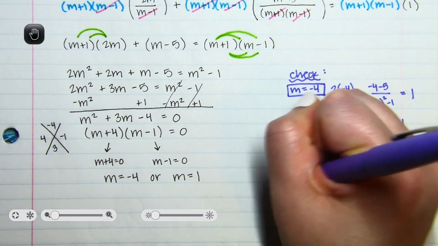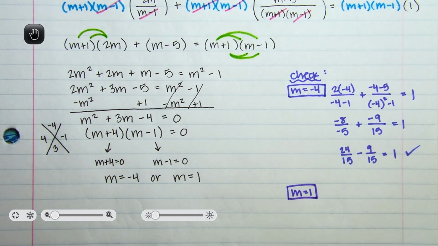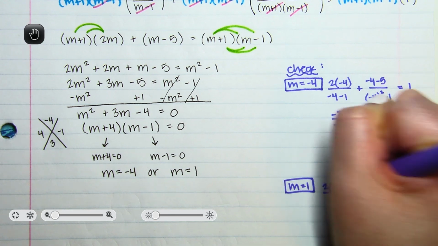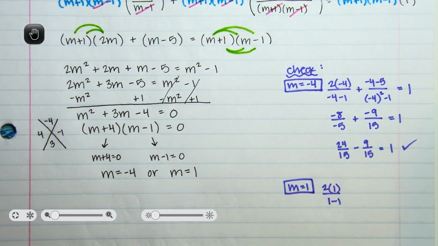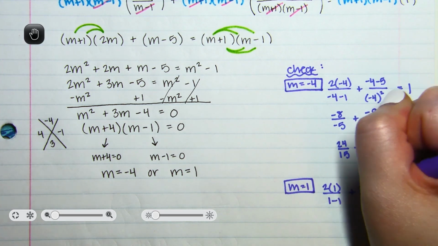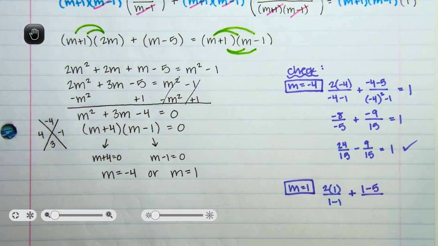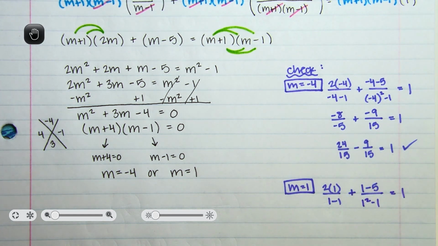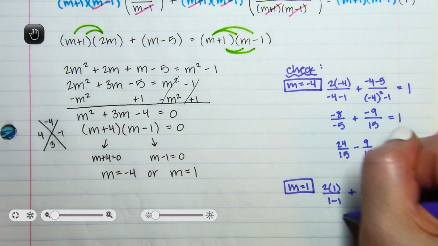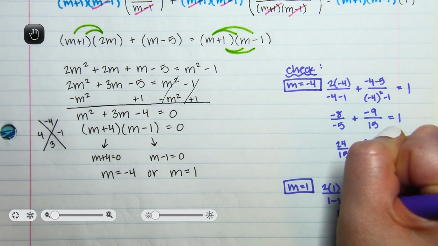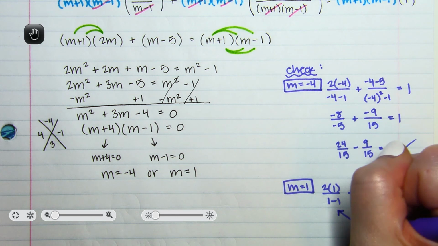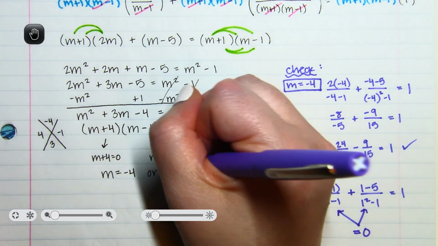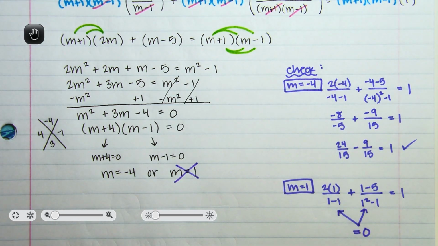So m equals 1. Just because one answer works does not mean they both will. So when we plug in 1, we have 2 times 1 over 1 minus 1. I already see an issue, but I'm going to finish writing this out. Plus 1 minus 5 over 1 squared minus 1 equals 1. I see my problem right away. Both of these will equal 0. So this is not a possible answer. M minus 1 or m equals 1 does not work.